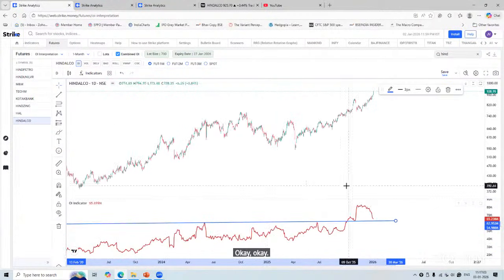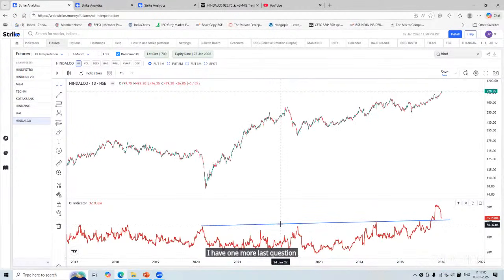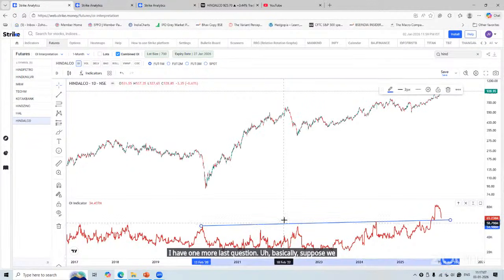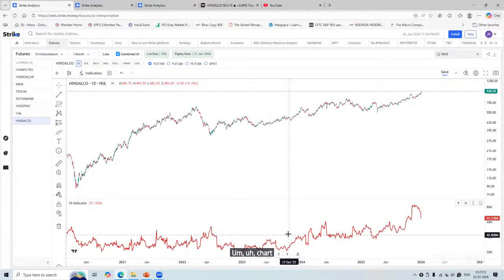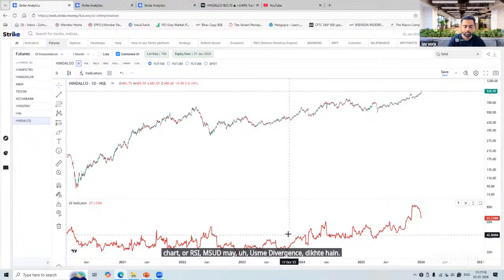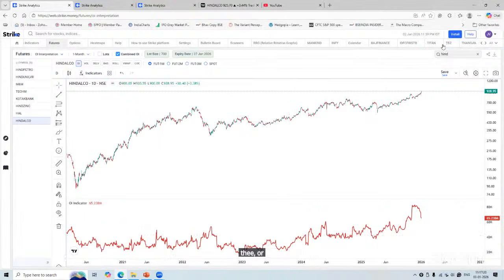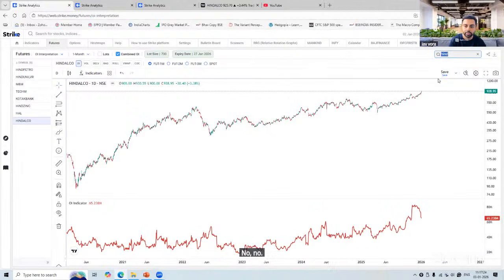So अच्छा, वन मोर लास्ट क्वेश्चन. जैसे कि सपोज वी प्लॉट ए ट्रेंड लाइन ऑन चार्ट और RSI या MACD में या उसमें डाइवर्जेंस देखते हैं, तो क्या हम OI पोजीशन में भी डाइवर्जेंस देख सकते हैं, और will it be helpful or it will be, I mean, foolish idea? No. It works very well.